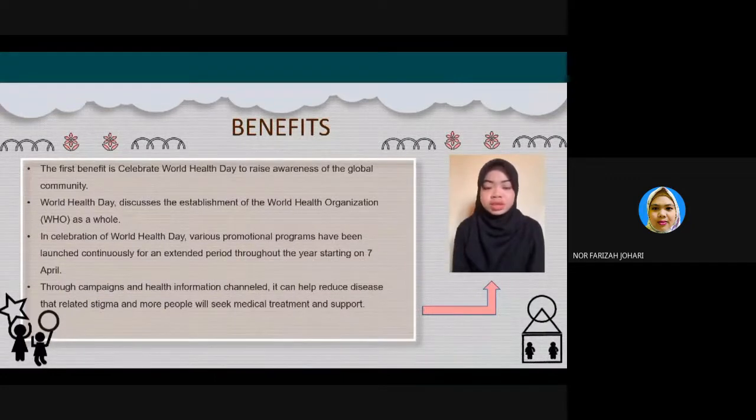Through campaigns and health information channels, it can help reduce disease-related stigma, and more people will seek medical treatments and support. To live a healthy life, it is very important to be aware of and follow the trends and campaigns of World Health Day. By celebrating World Health Day like this, it can raise awareness of the global community.